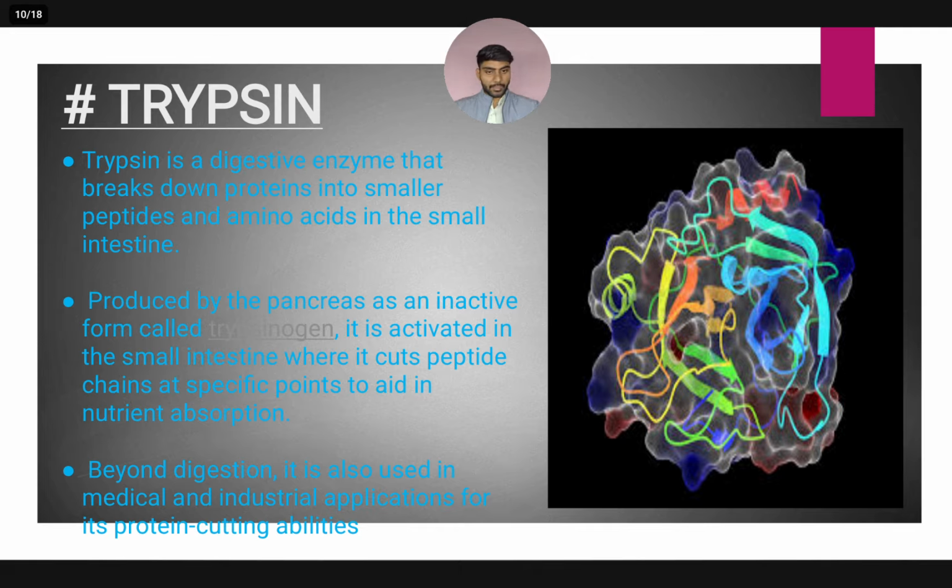Trypsin is a digestive enzyme that breaks down proteins into smaller peptides and amino acids in the small intestine. It is produced by the pancreas in an inactive form called trypsinogen. Once activated in the intestine, it cuts the peptide chain at a specific point to aid in nutrient absorption. It is also used in medical and industrial applications for its ability to cut proteins.